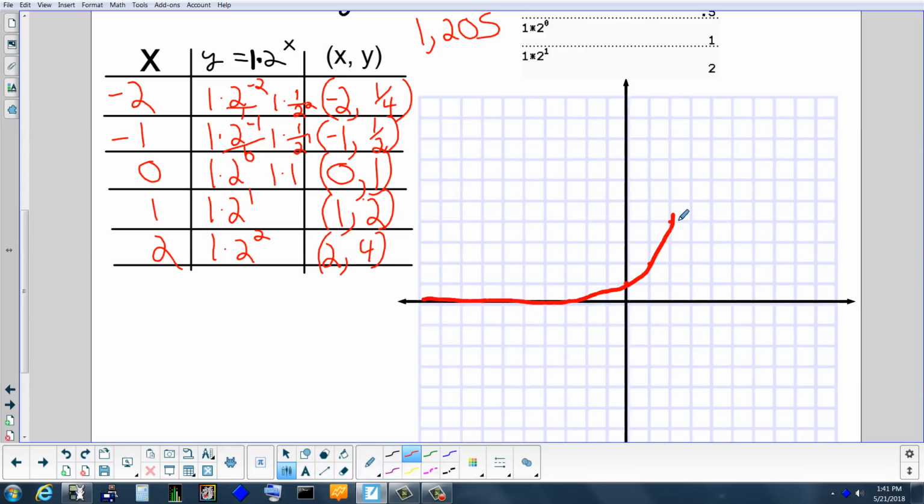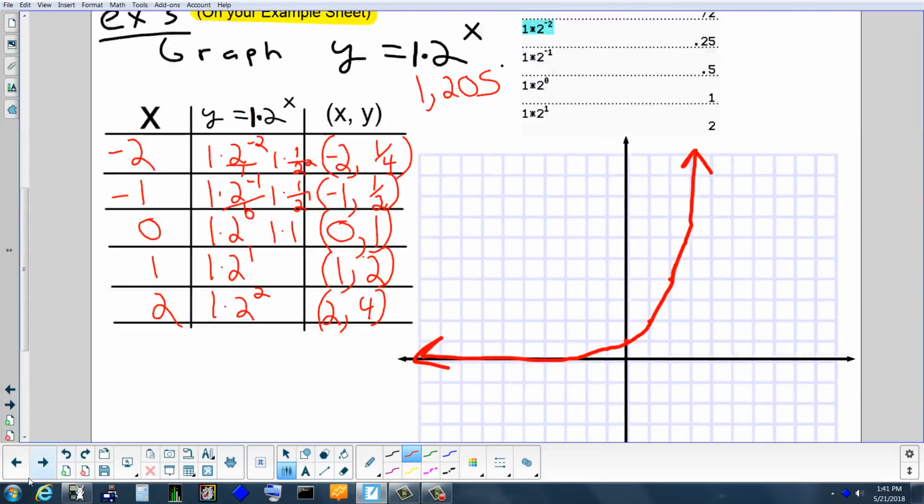And again, look at it. It starts off with a little bit of growth and goes up really, really fast. That's how you know you did it right. That's exponential growth, right? It's going up to the right. So that's the second way we can do it.